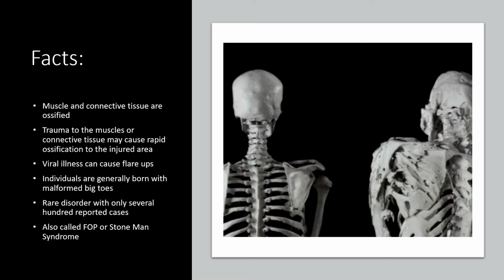Fibrodysplasia Ossificans Progressiva is a genetic condition where the muscle and connective tissues become ossified, which means they turn into bone. Trauma to the muscles or connective tissue can cause rapid ossification to the injured area, and viral illness such as influenza can cause flare-ups. Most individuals with this condition are born with malformed big toes, which is a characteristic distinguishable to this disorder.